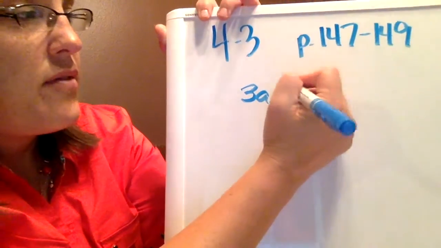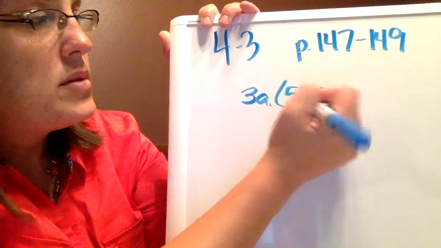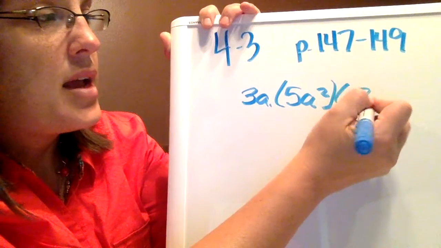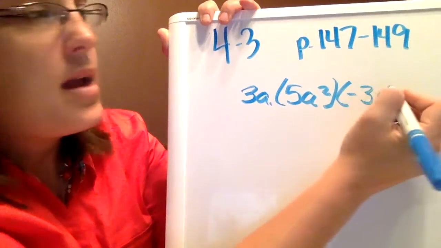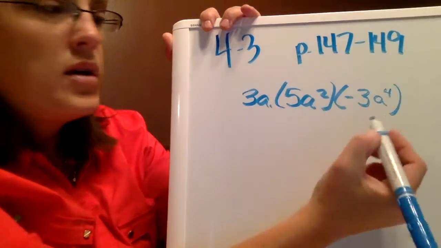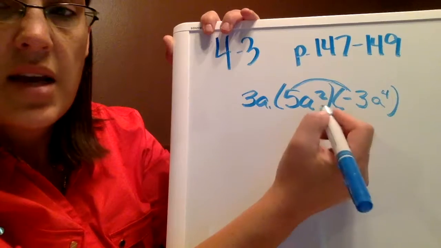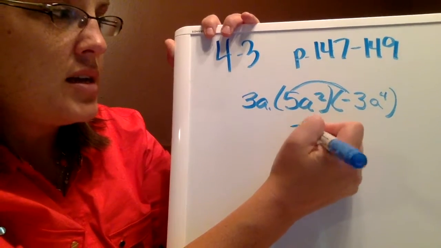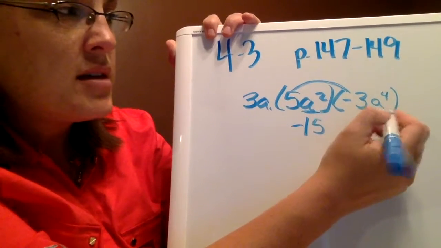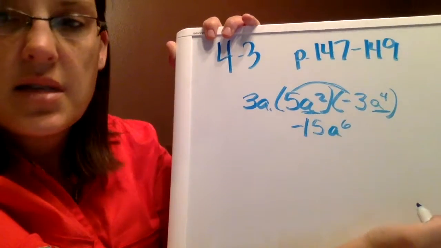3A is 5a squared times negative 3a to the fourth. And what we're going to do is multiply the coefficients. So 5 times negative 3 is negative 15. There's 2 a's here and 4 a's there for a total of 6 a's.